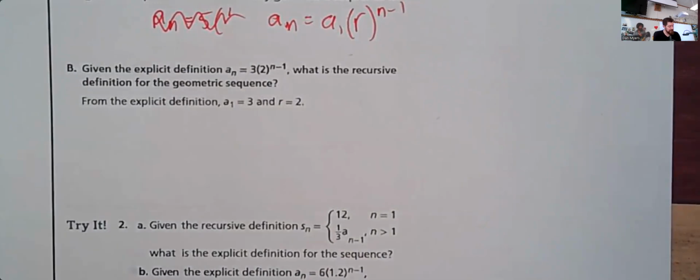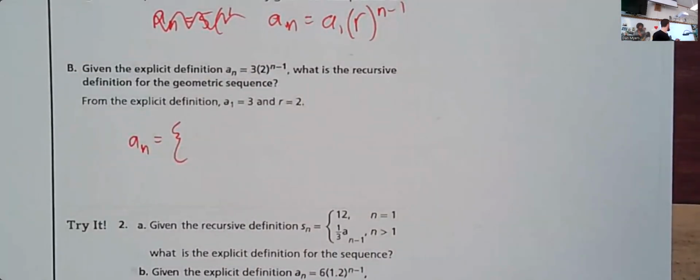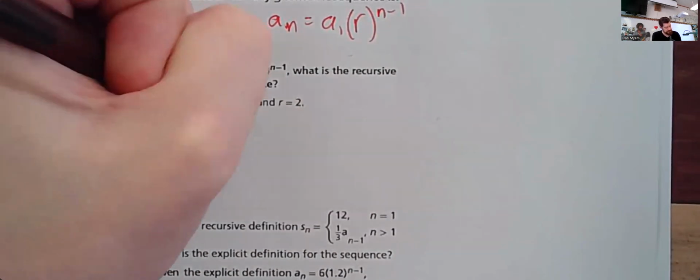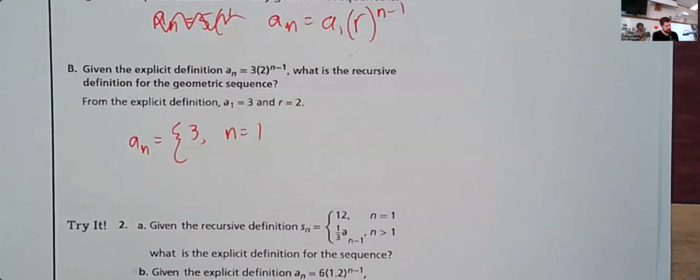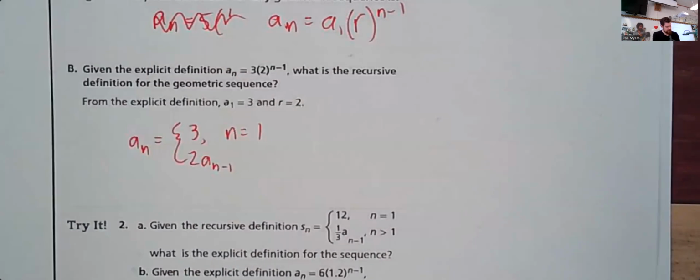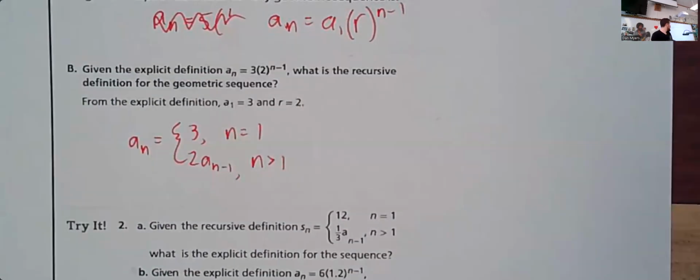So here we go. A sub n equals, here we go, braces. What goes on the top row? Three, comma, n equals 1. Bottom row. 2 times a sub n minus 1, comma, n is greater than 1. Cool. All right.